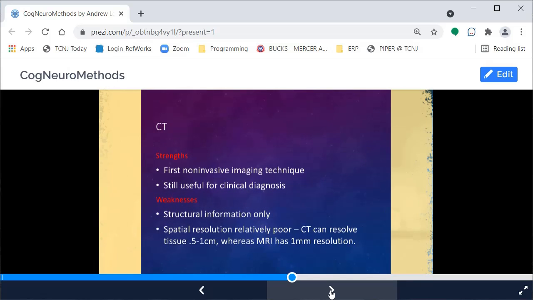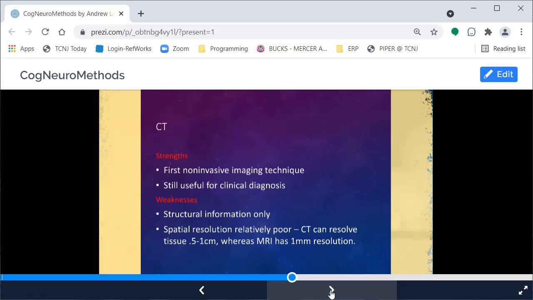So the strengths of this technology: it was the first non-invasive imaging technique. So it was the first time that doctors or scientists could look inside a brain and even actually quantify the size of brain structures without opening up the person's head in a surgical procedure. And it's still useful for clinical diagnosis. Most hospitals have CT scanners, and if you have a head injury, the first thing they're going to order is probably a CT scan so that you can rule out any sort of serious damage to your brain.